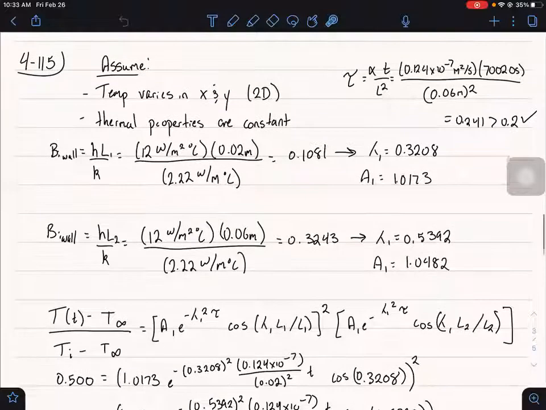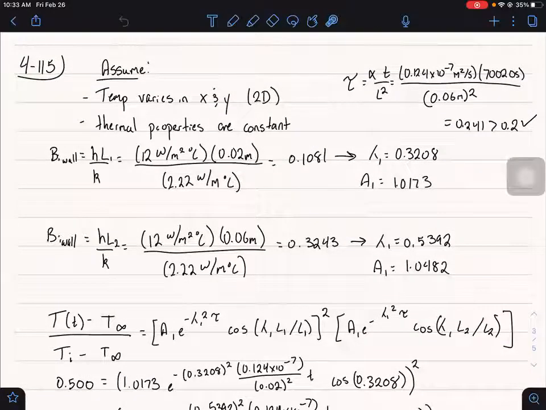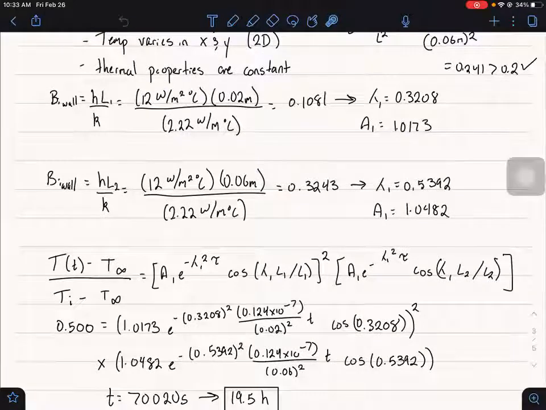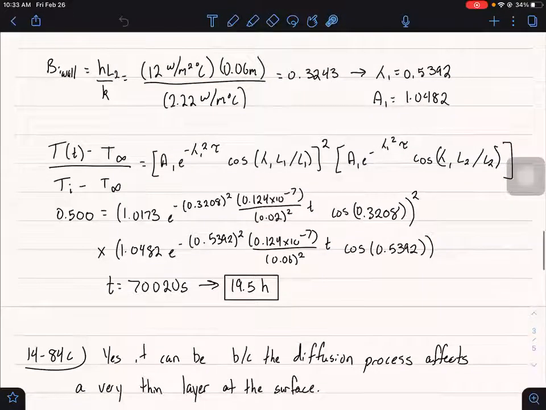And then for 4-115, I believe it's an ice cube that's melting. So we can say that the temperature varies in X and Y, thermal properties are constant, so it's 2D transient. Before doing anything, I decided to figure out what tau was and made sure that it was greater than 0.2. And then from that, we were able to figure out the Biot number, figure out the different parameters, and just plug it into the appropriate equation.